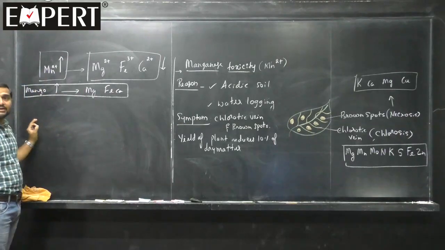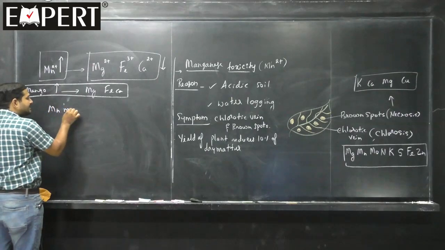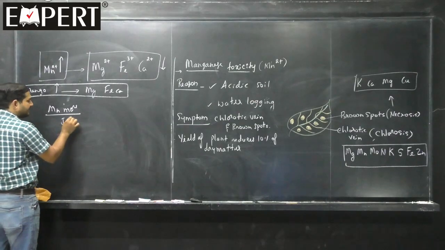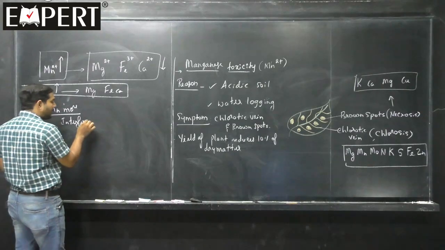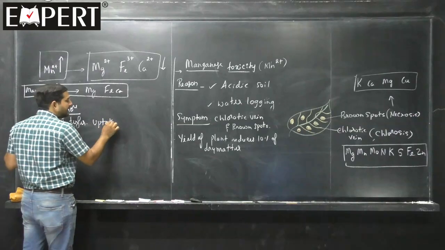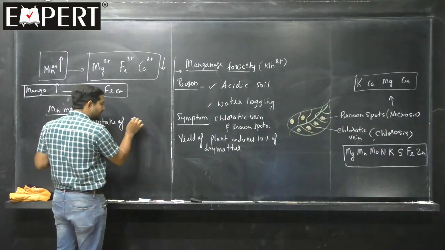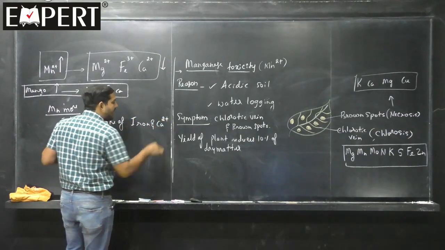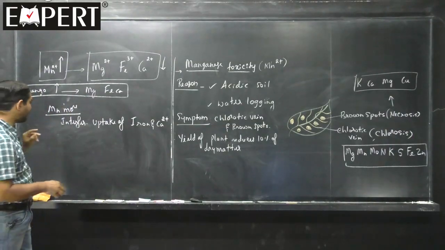Now, what exactly is the mechanism? See here now. When manganese is more, students, manganese will interfere. Interfere with what? Interfere with the uptake of iron and calcium. Uptake of iron and calcium will be interfered with, first point.